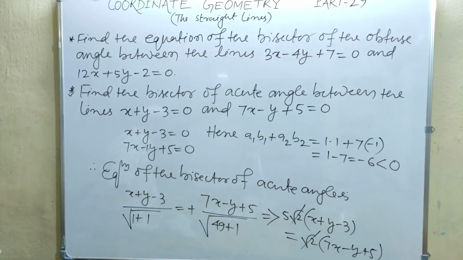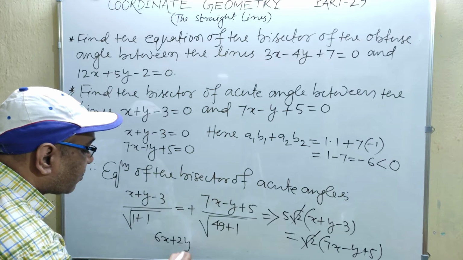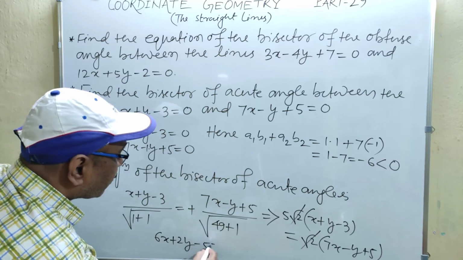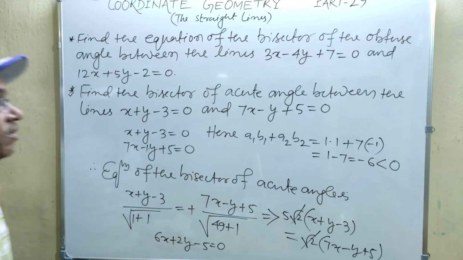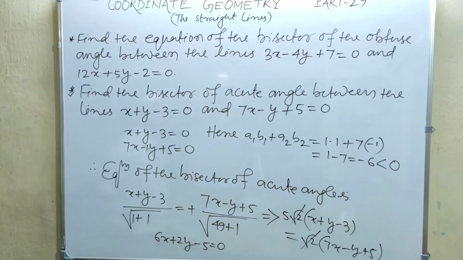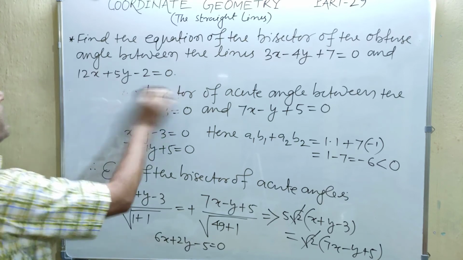हम आंसर लिख दे रहे हैं. The answer will come finally 6x plus 2y minus 5 equal to 0. This will be the equation of the bisector of acute angle. इसको simplify कर लेंगे ना, simplify कीजिएगा, ये आ जाएगा. So in this way we can find the equation of the bisector of acute angle. अब इसको देखें.